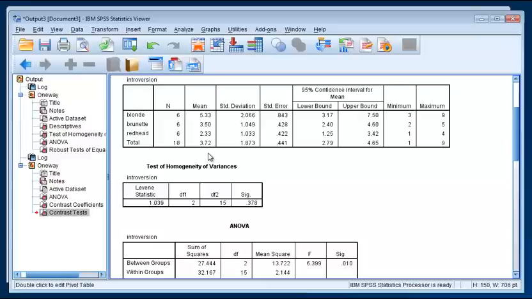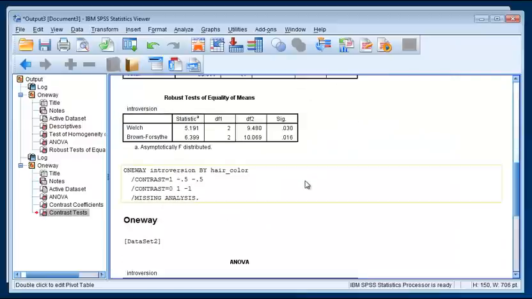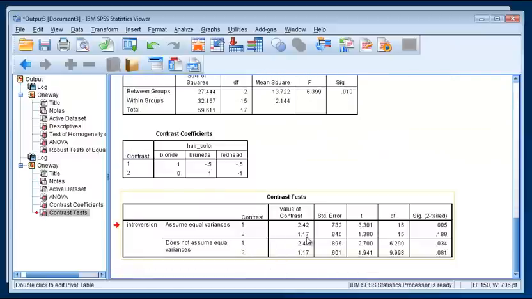Now we want to see if brunettes and redheads are different from each other. Their difference is, you can see, about 1.17. And you can see that here as well. And this t is 1.38, and the p-value is 0.188. That's not significant. So while blondes are more introverted in this data set than brunettes and redheads, brunettes and redheads are not significantly different from one another on introversion. Even though the brunettes are more introverted, they're not significantly so.